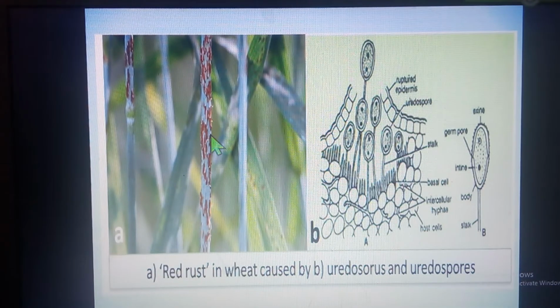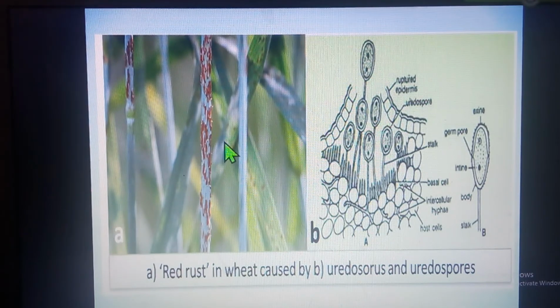Now the uredosori are the spore producing bodies, so they will produce urediospores. Here the urediospores are born on these uredosori. Now the uredosori develop on the wheat plant from a dikaryotic mycelium. Remember that we have seen that both monokaryotic and dikaryotic mycelium are present in the life cycle of Puccinia. So in this case, on the wheat plant, we have the dikaryotic mycelium.